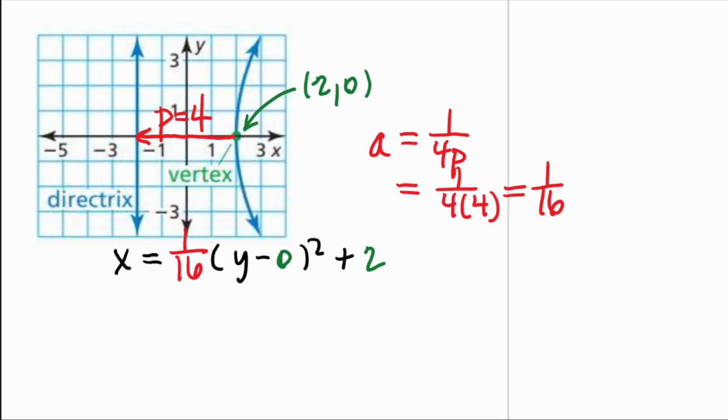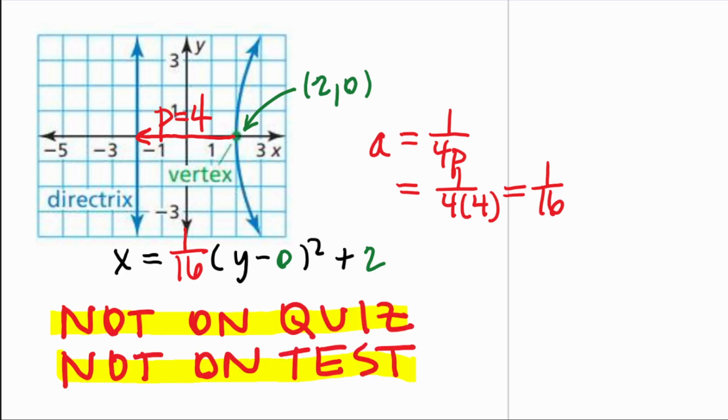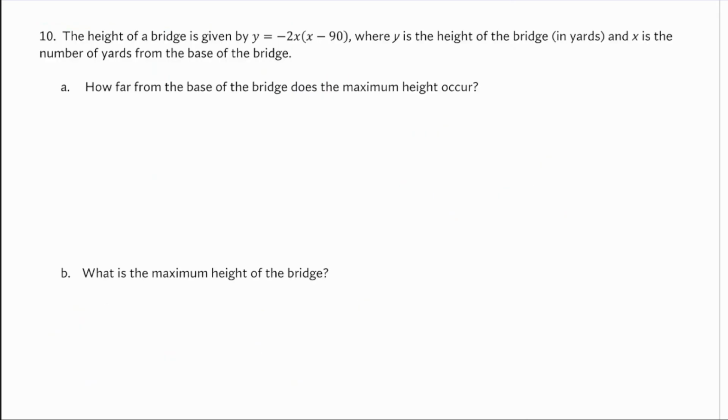Okay, but I just really want to reiterate, sideways parabolas are not going to be on the quiz. They are not going to be on the test. They are not really even part of pre-AP Algebra 2 this year. So that's all I've got to say about that one.